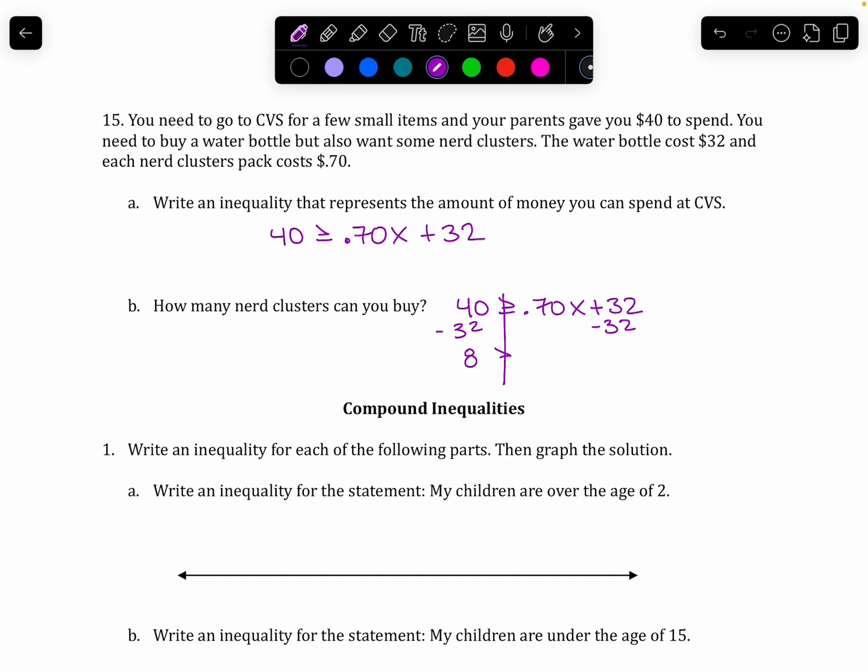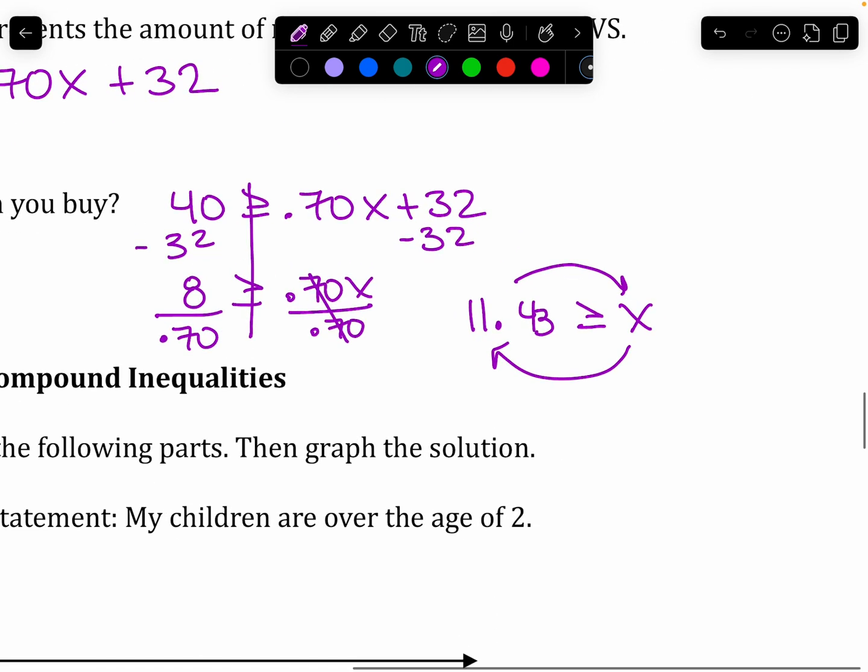And I have 8 is greater than or equal to 0.70x. Divide both sides by 0.70. And we get 8 divided by 0.70. And that gets me 11.43 is greater than or equal to x. I have to flip this whole thing around, which means the inequality also has to flip. So this is going to be x is less than or equal to 11.43.